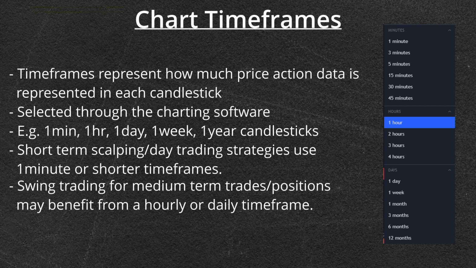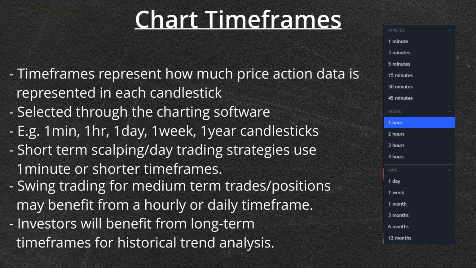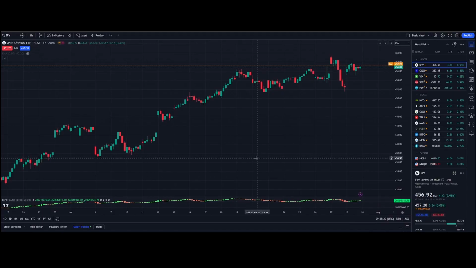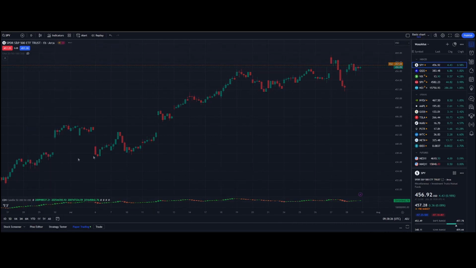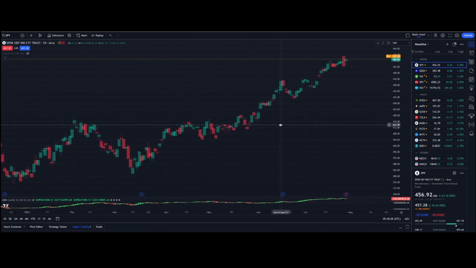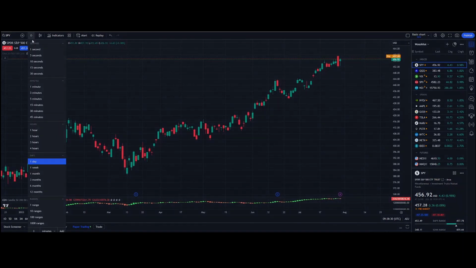Lastly, if you're an investor wanting to put your money into a long-term growth position, you may be more interested in a weekly, monthly, or even longer time frame where you can clearly see the growth potential for a stock and the direction it's moving in. Changing a time frame is simple. On TradingView, for example, you simply click this button at the top near the security code and you're presented with endless options on what time frames you want to choose.